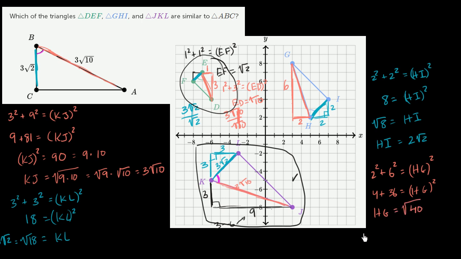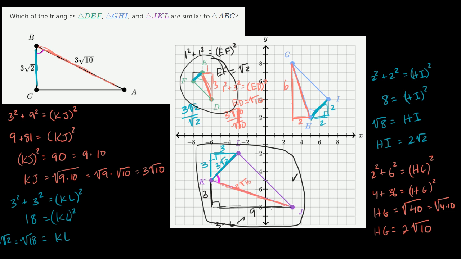Square root of 40, let's see, how can we simplify that? That's the same thing as the square root of 4 times 10, which is 2 times the square root of 10. So HG is equal to 2 times the square root of 10.